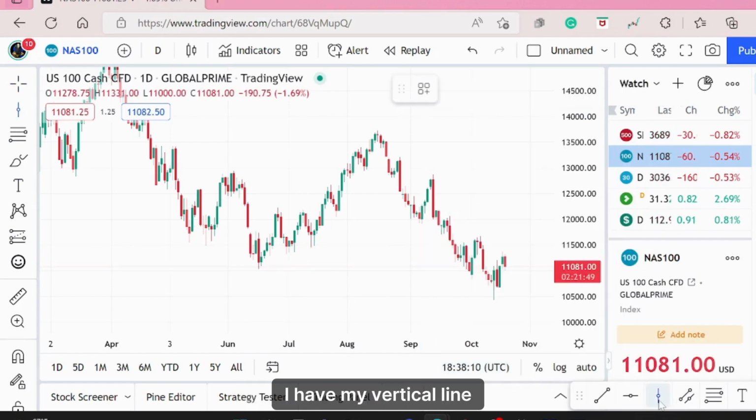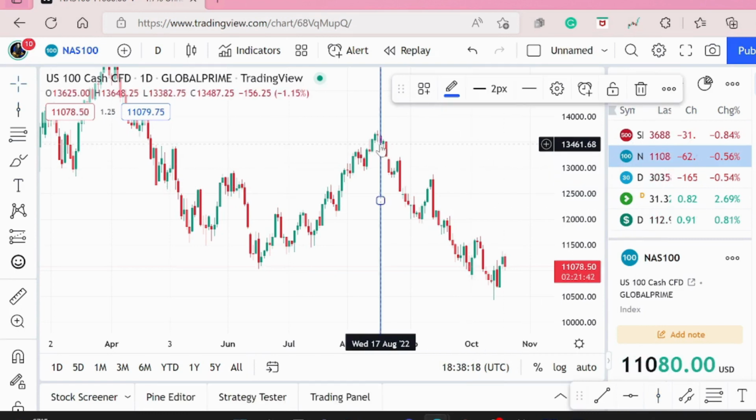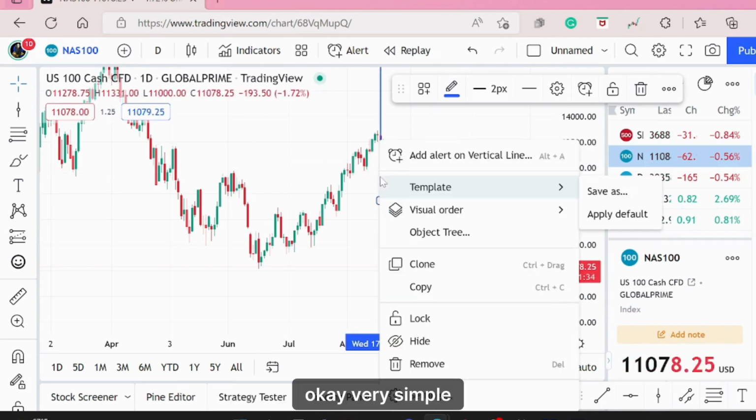I have my vertical line, and I use my vertical line whenever I'm doing a demonstration or if I just want to visually cut the market off at a certain place, then that's what I use that for. Very simple.